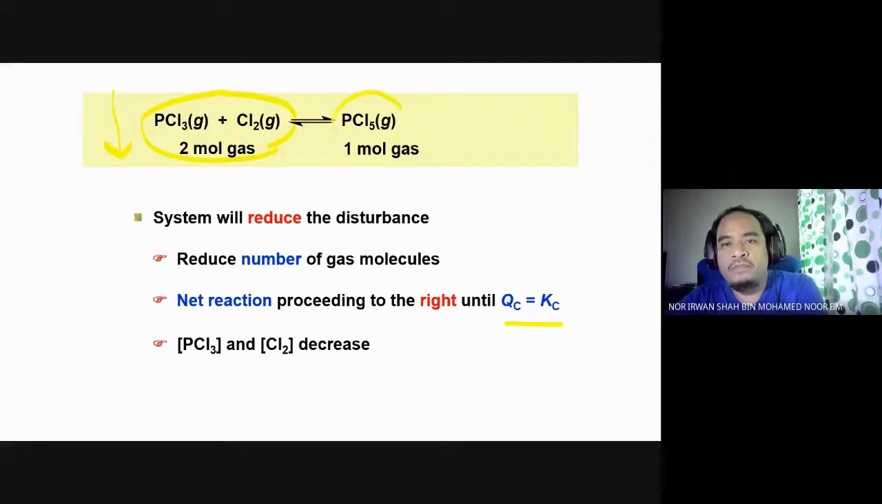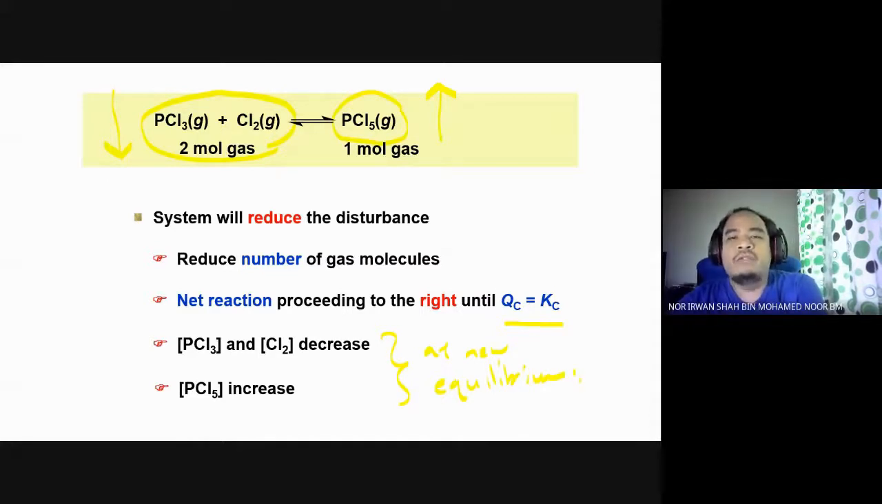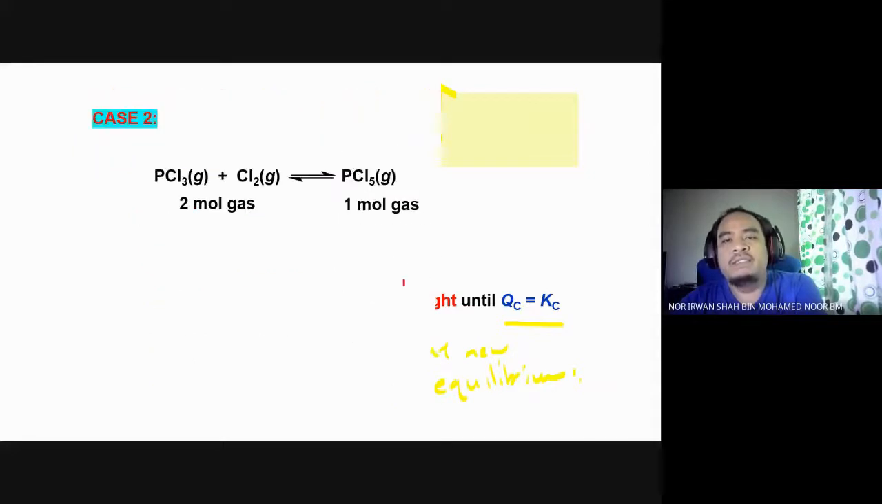And what happened to PCl5 gas? The concentration of PCl5 increases. So this is what happened at the new equilibrium. So this is the first case.